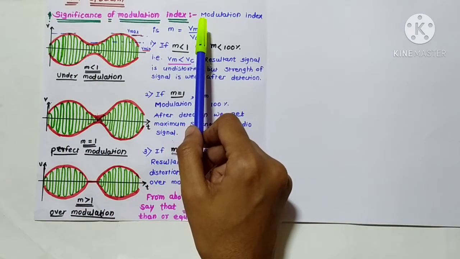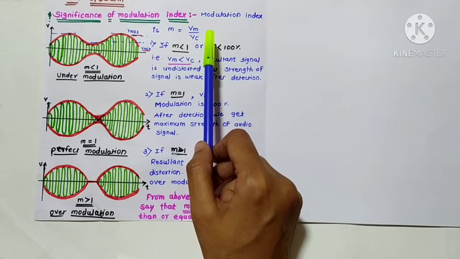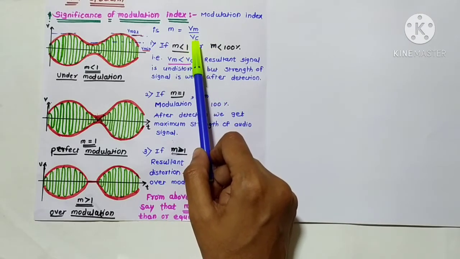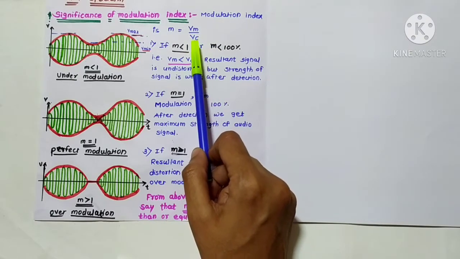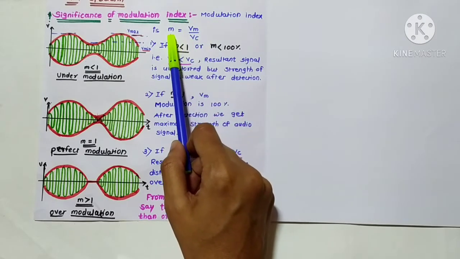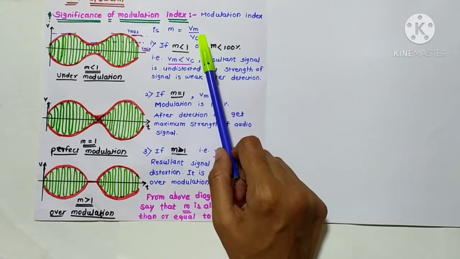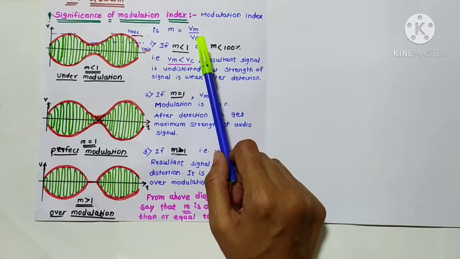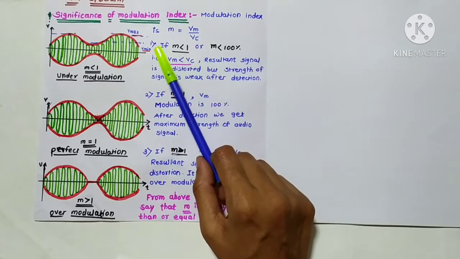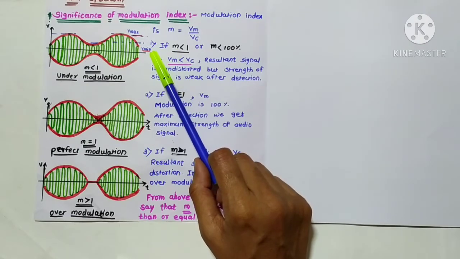Now let us see the significance of modulation index. All of you know that modulation index is the ratio of the peak amplitude of the modulating signal to the peak amplitude of the carrier signal. It is represented in equation form like this: m equals Vm upon Vc. The information is present in the variation of carrier amplitude. The modulation index determines the strength and quality of the transmitted signal.